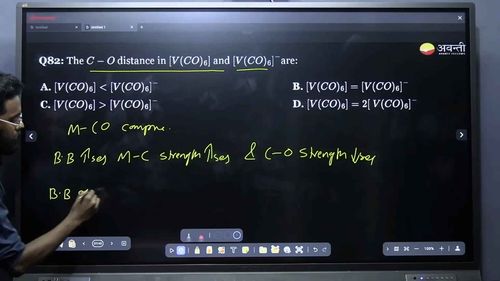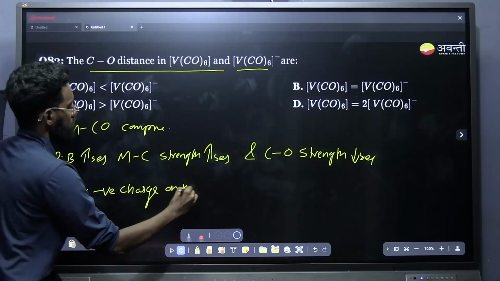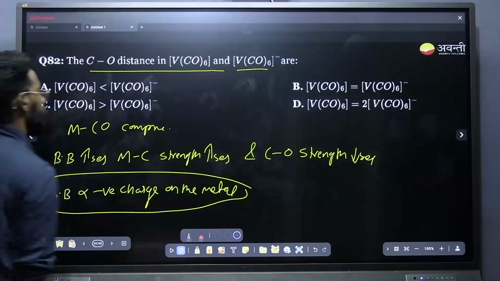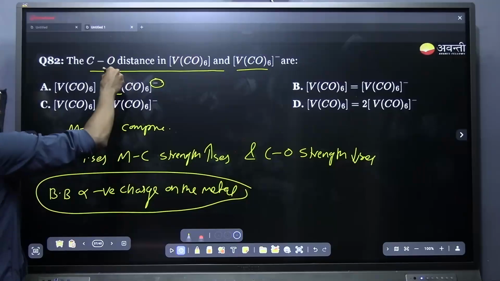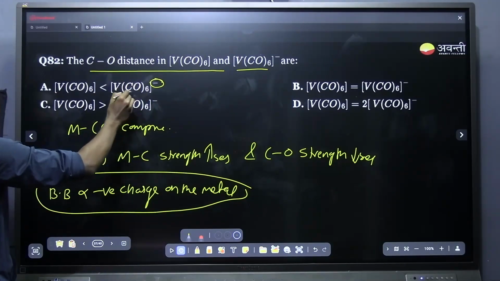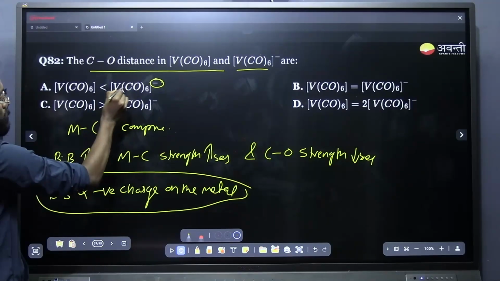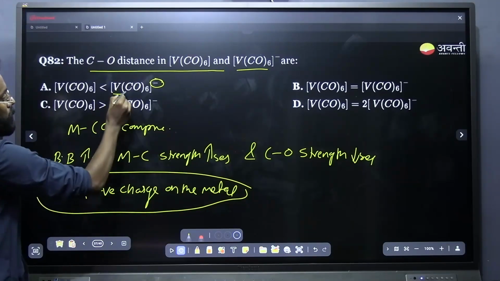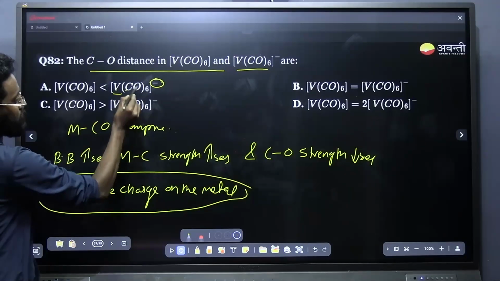Back bonding is directly proportional to the negative charge on the metal. The more the negative charge on the metal, the higher will be the back bonding. So among these you can see vanadium, which is having a negative charge. As vanadium is having the highest negative charge, it will be having the highest back bonding. As it is having the highest back bonding, it is having the highest vanadium-carbon bond strength. If it is having the highest vanadium-carbon bond strength, the bond strength of carbon-oxygen will be less.